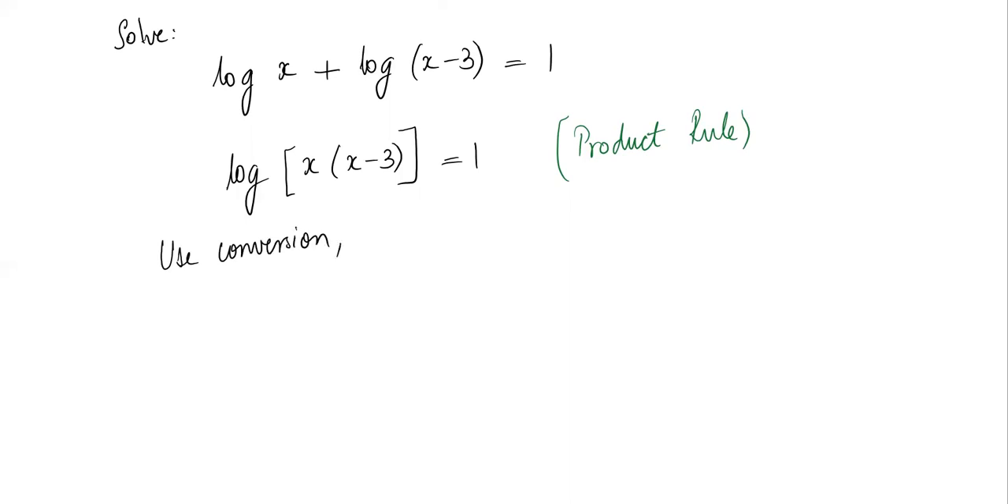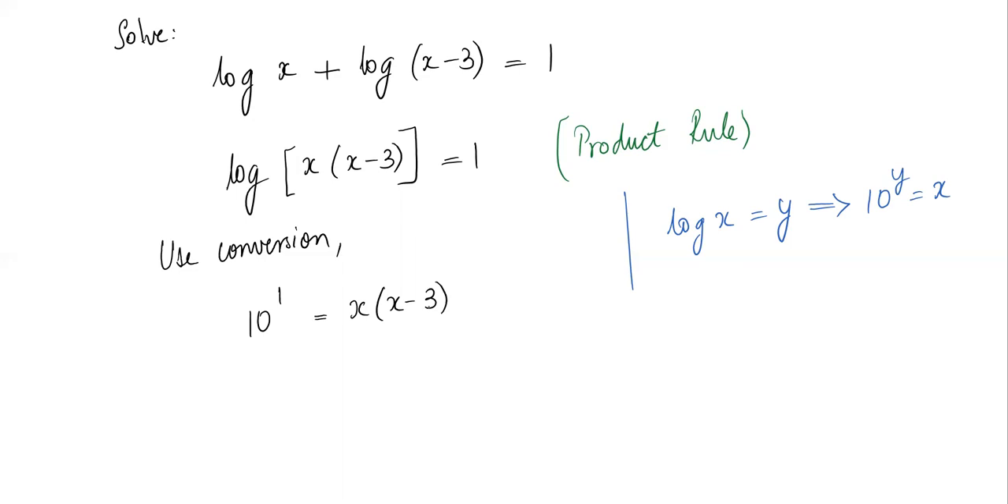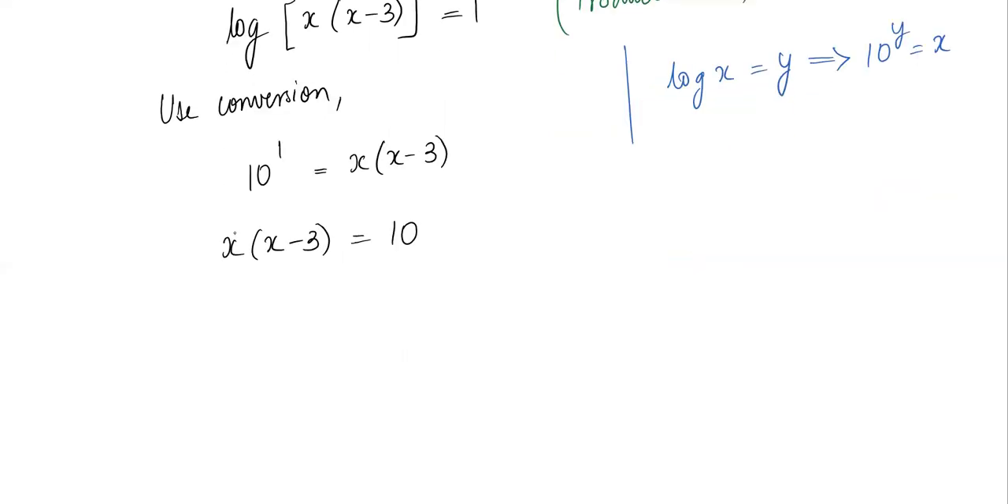We'll quickly recall the conversion, because this has to do with log with a base 10. Log x equals y to the base b, now the b is 10, implies 10 to the power y equals x. So remember that conversion to apply here. So 10 to the power 1 equals x times (x minus 3). 10 to the power 1 is your argument. I like the x on the left side, so I'm going to switch this around. Equals 10.